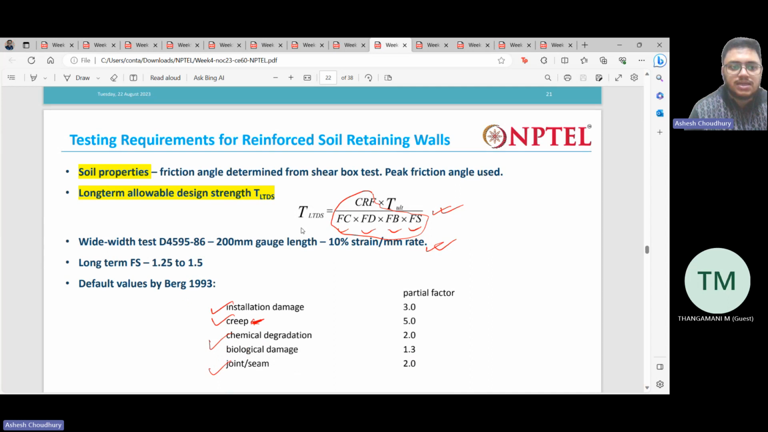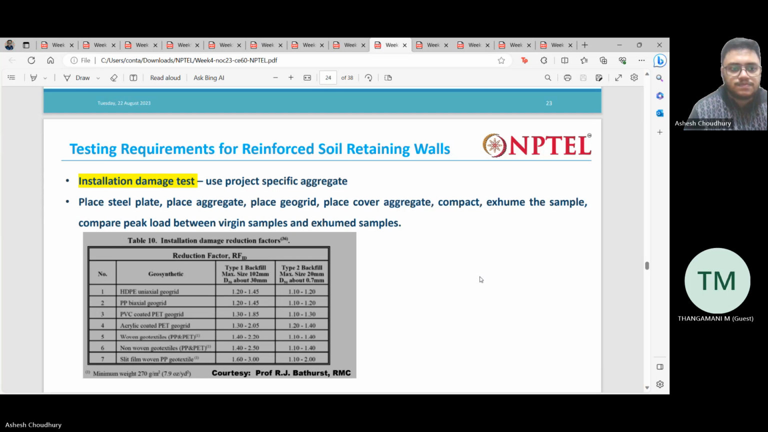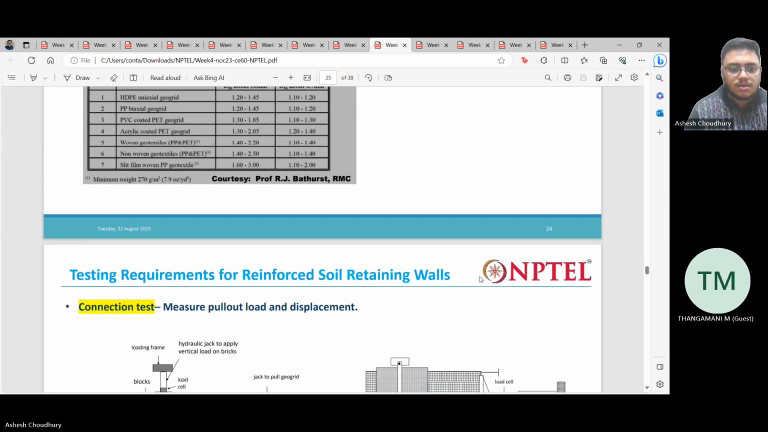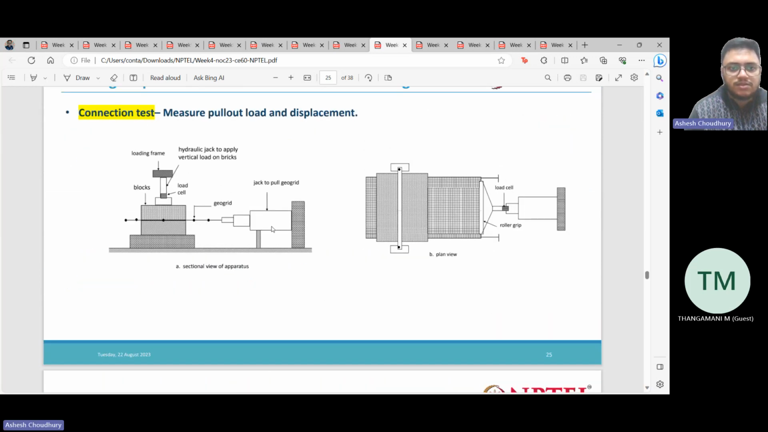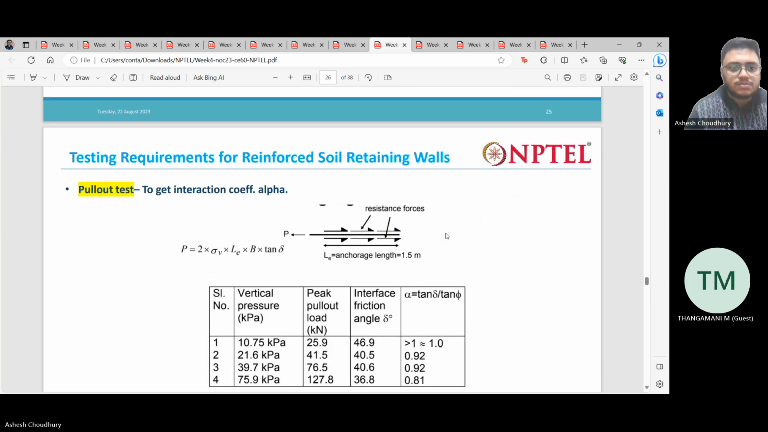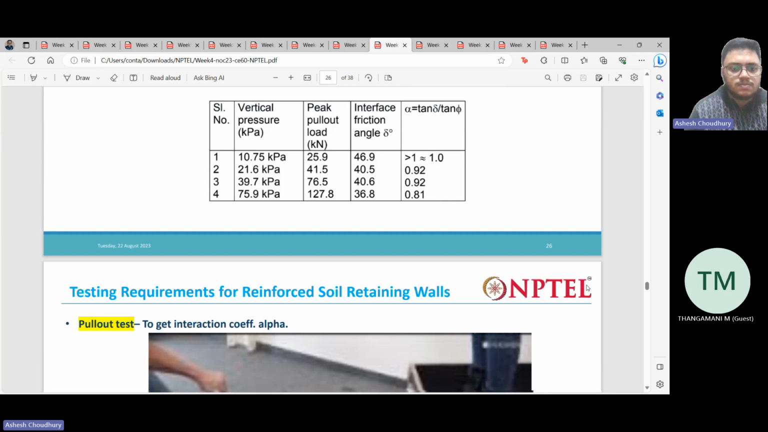As I was saying, this LTDS, the long-term reliable design strength: how to get it? The ultimate strength divided by different safety factors. And these are the various tests, connection test, strength test, all these things we saw. Pull out strength test.